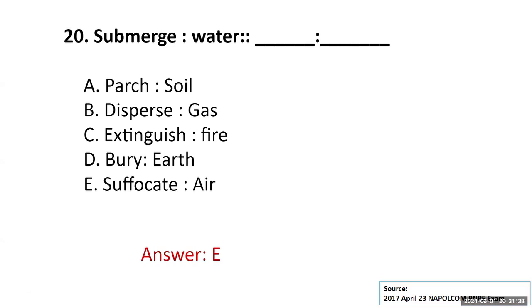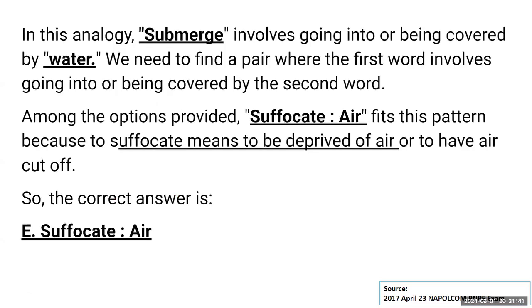Suffocate is to air. Let's try to check. In this analogy, submerge involves going into or being covered by water. We need to find a pair where the first word involves going into or being covered by the second word. Among the options provided, suffocate is to air fits this pattern because to suffocate means to be deprived of air or to have air cut off. So the correct answer is letter E.